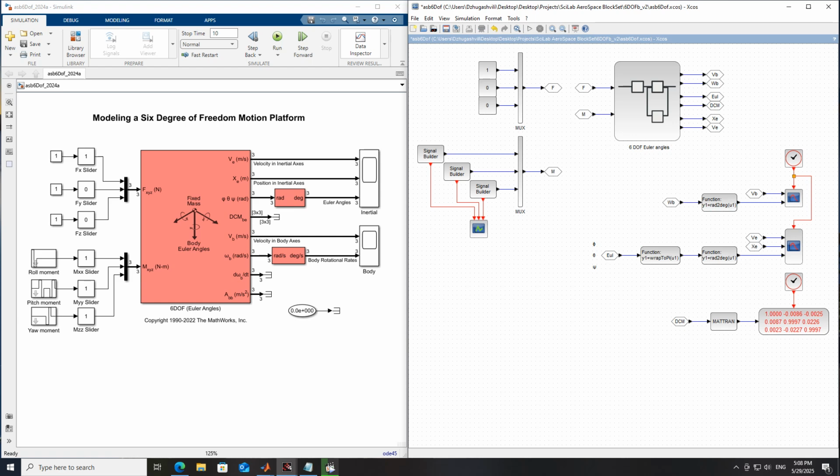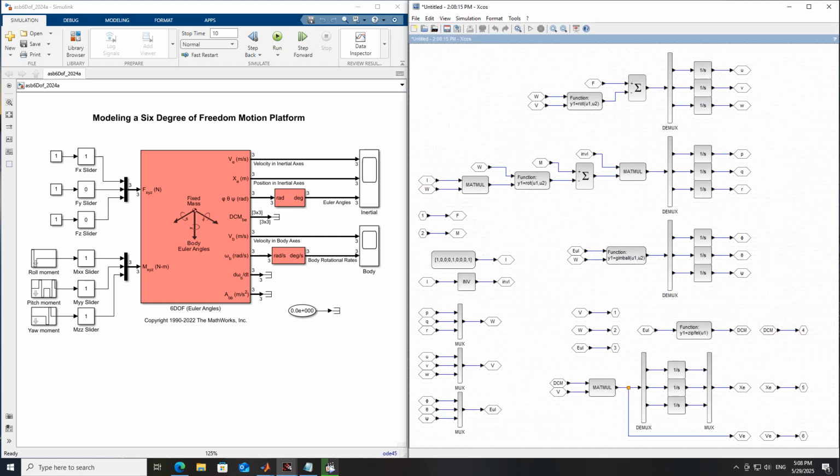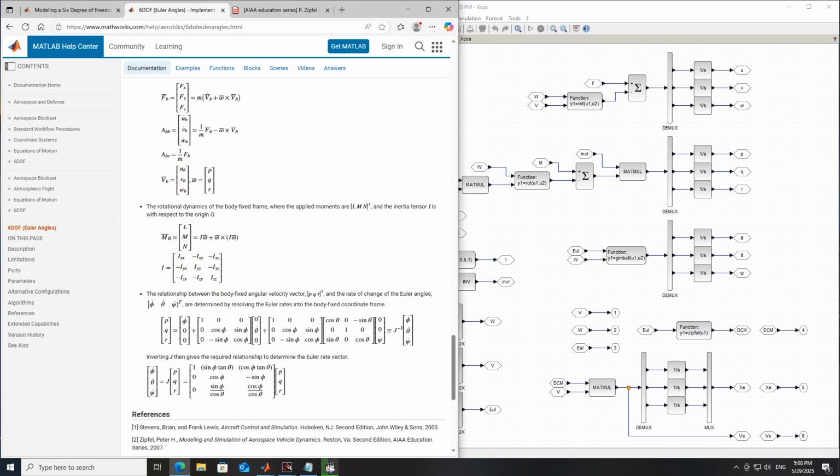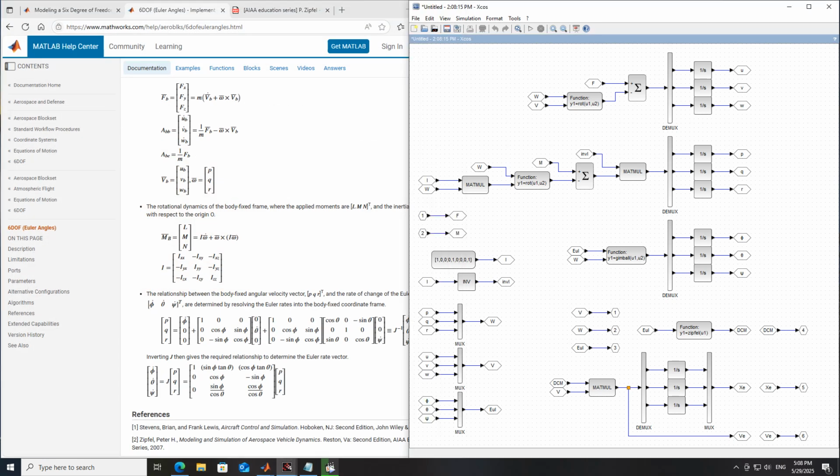Let's reveal the superblock contents by double-clicking on it. The block diagram may seem daunting and excessively complex at first sight. What you see on the screen is actually the block diagram equivalent of the ODE systems shown in the Simulink help page. The equations are reordered so that only the derivatives remain on the left side.